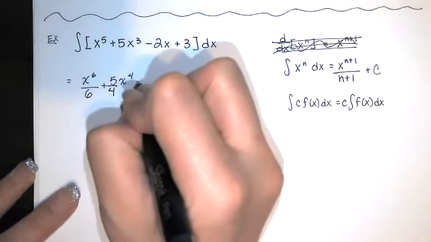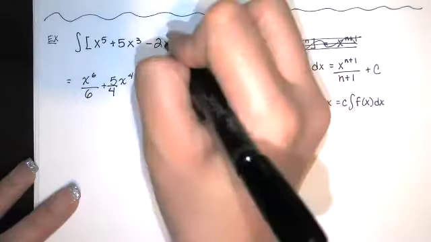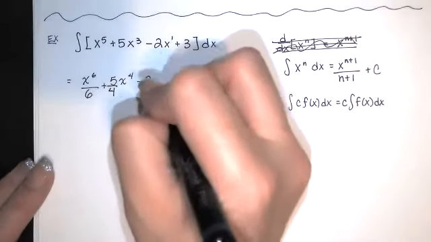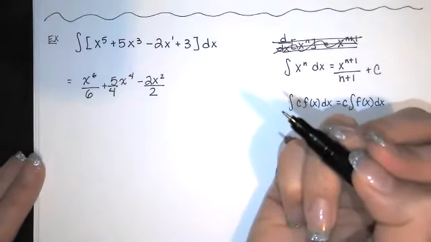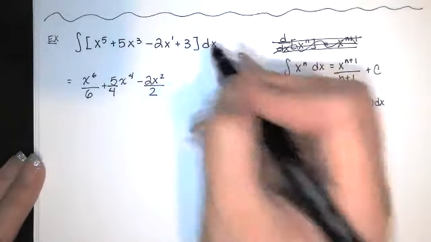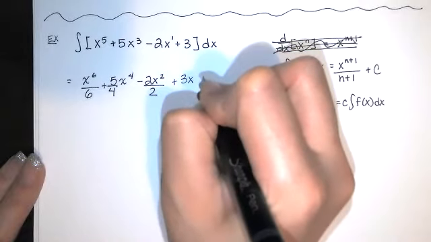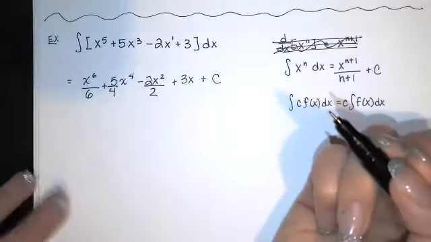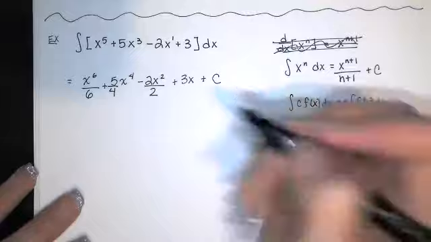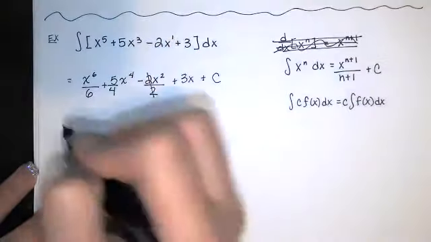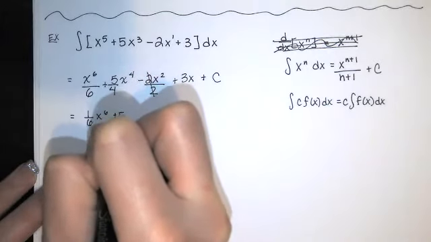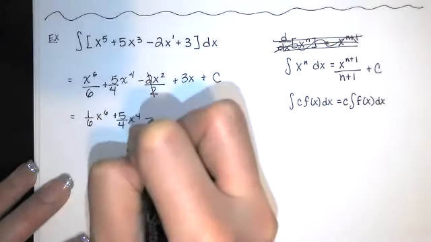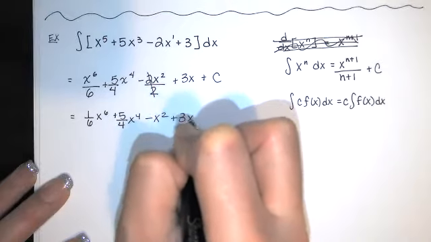Here, similarly, I bring the 2 down. There's an implied 1 there. So I add 1 to the exponent, and I divide by the new exponent. And the antiderivative of a constant with respect to x is just that constant times x, and then we add c. So this is the answer. It's just not simplified. The 2's reduce, and we end up with 1/6 x to the 6th plus 5/4 x to the 4th minus x squared plus 3x plus c.